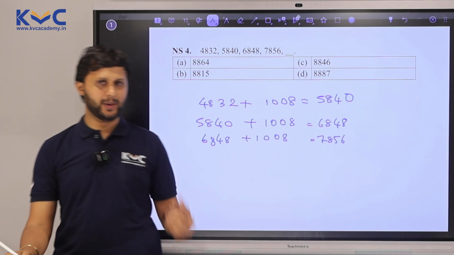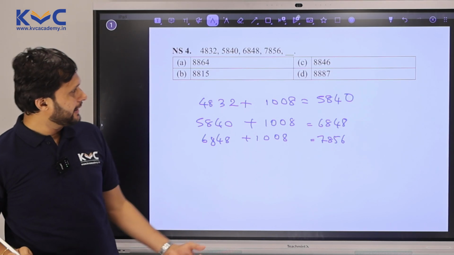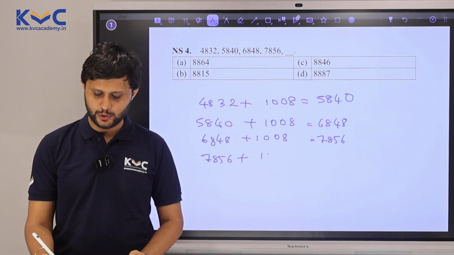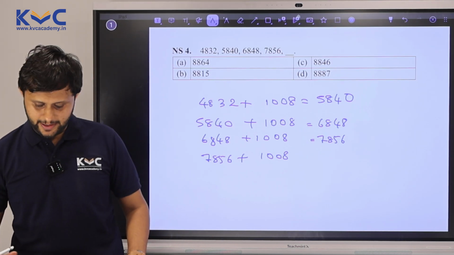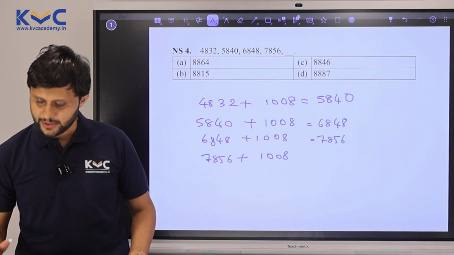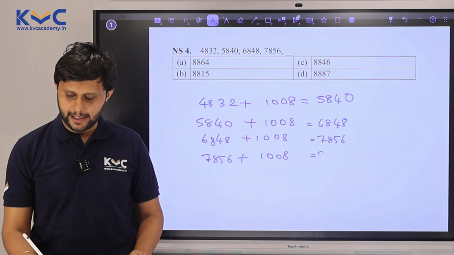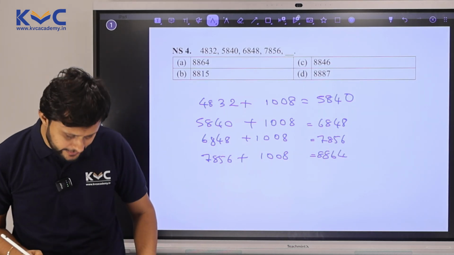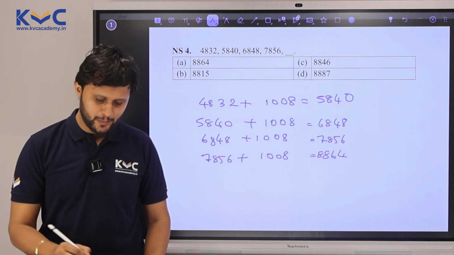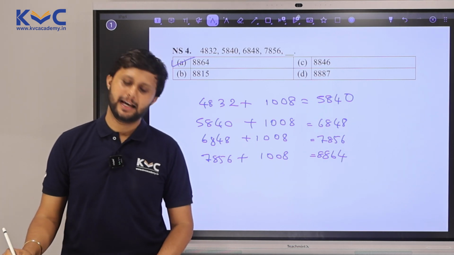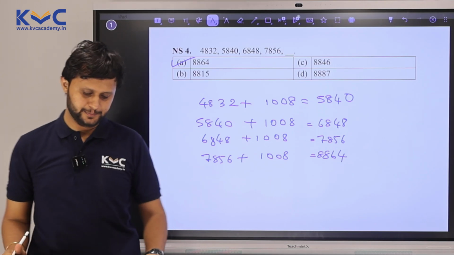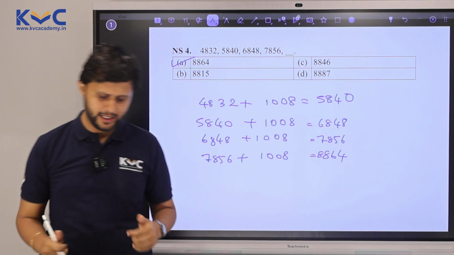So what should be the next one? Next I'm going to add exactly the same number, 7,856 plus 1,008, and I get 8,864, which is there in option A. Option A is the right answer. So the same difference is there between the numbers. Quickly moving on to the next question.